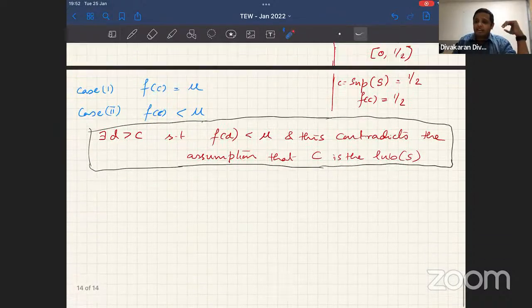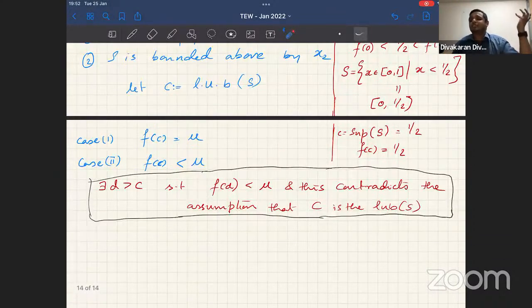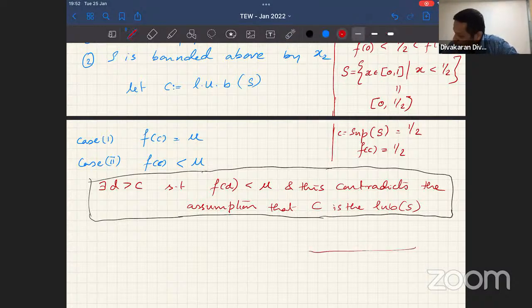How do we show that? We use continuity for that. More precisely, what are we going to do? We are going to take a suitable epsilon. What is the suitable epsilon? Okay, let's try to understand that also. Let's try to see what is a suitable epsilon. So for example, this is C, let us say. This is mu, let us say, and this is f of C, let's say.